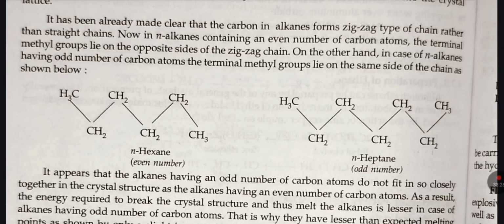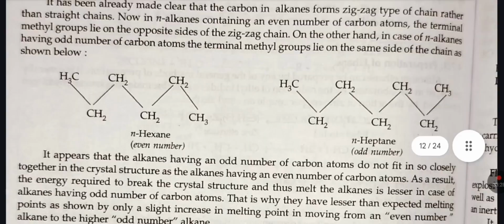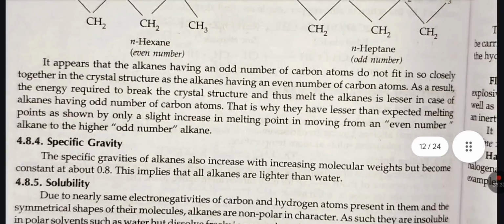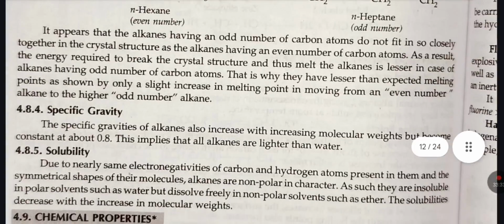N-hexane has an even number of carbon atoms, N-heptane an odd number. It appears that alkanes having an odd number of carbon atoms do not fit in so closely together in the crystal system as alkanes having an even number of carbon atoms. As a result, the energy required to break the crystal system and thus melt the alkane is lesser in the case of alkanes having an odd number of carbon atoms.